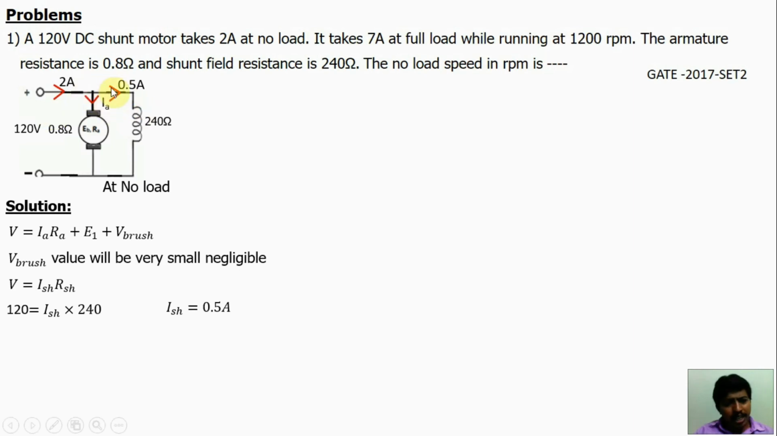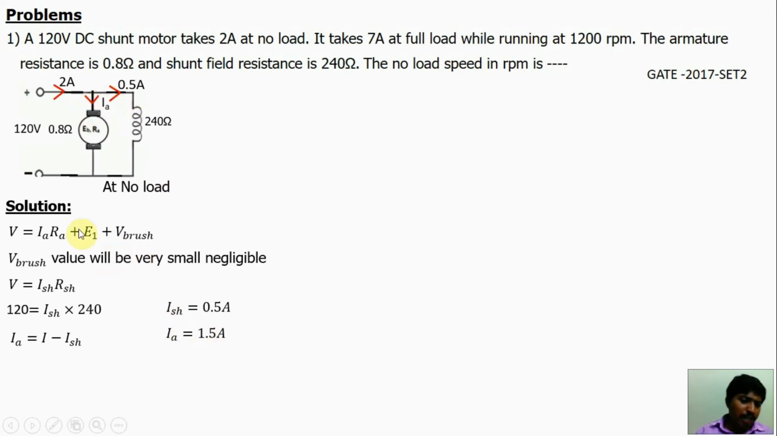By Kirchhoff's current law at this junction, IA is equal to I minus IS gauge. Here the incoming current I is equal to IA plus IS gauge. From that equation, substitute here, we will get the IA value. IA is equal to 1.5 amps. This is 1.5 amps.